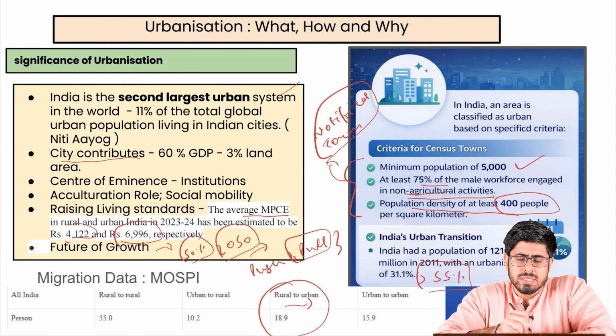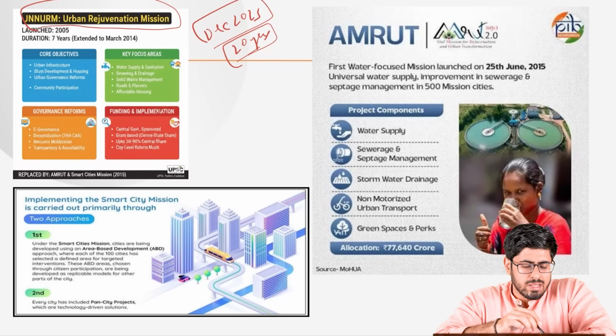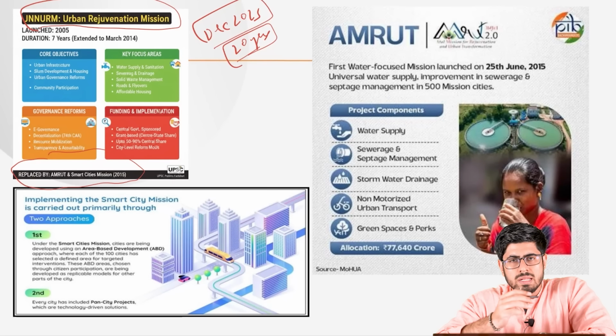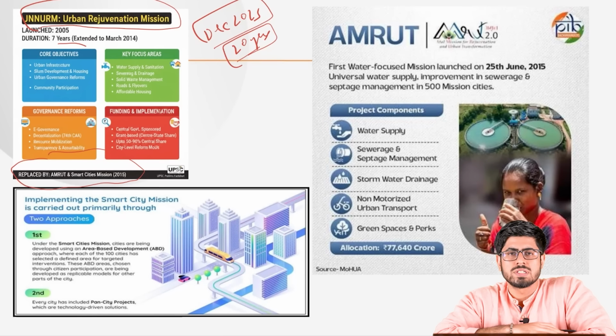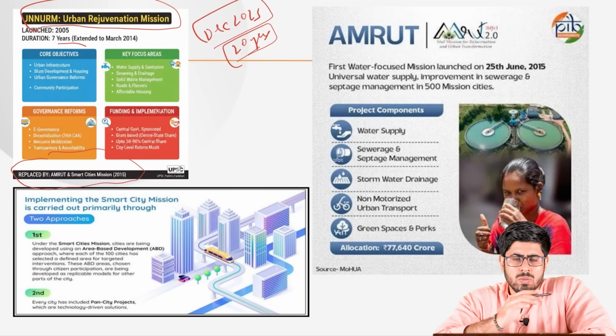The article starts with the comparison of the JNNURM mission, Jawaharlal Nehru National Urban Renewal Mission. In December 2025, this program completed 20 years of anniversary. It had actually given way, because it was replaced by Amrit Mission and Smart Cities Mission in the year 2015. The features of this program, which was initially started for 7 years, wanted to target the redevelopment of urban infrastructure. They focused majorly on urban transportation.